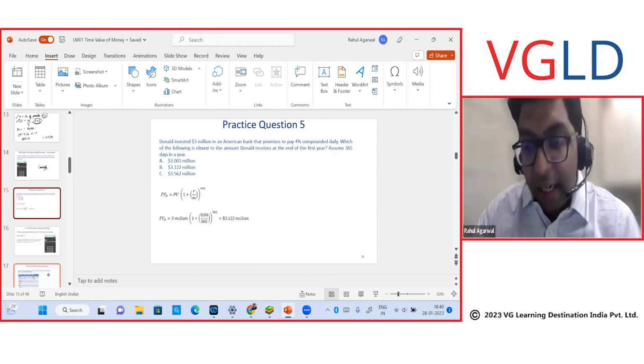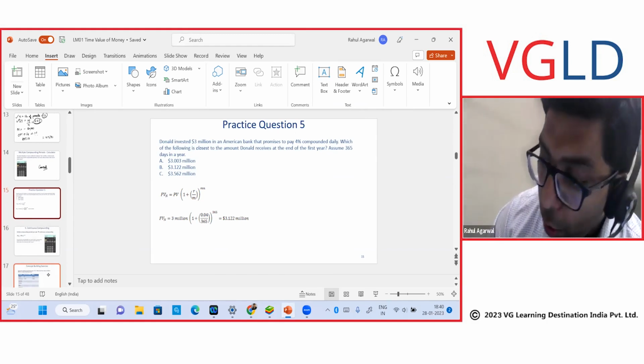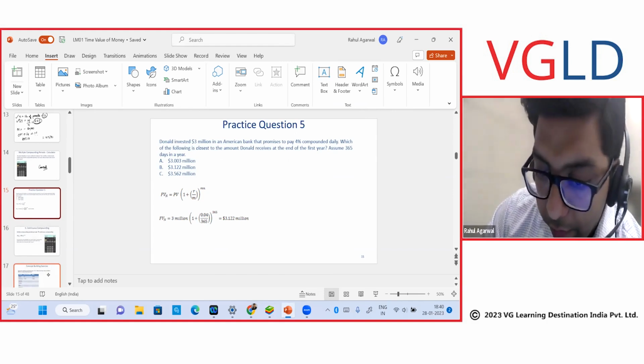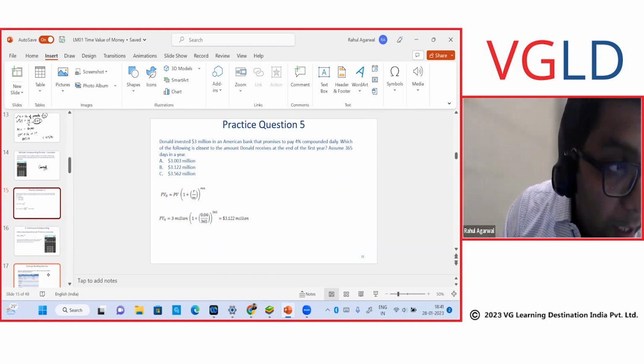Now have a look at this, everyone. Now someone has to tell me. It's not a one-way street. I will read the question. You tell me what will be the data.